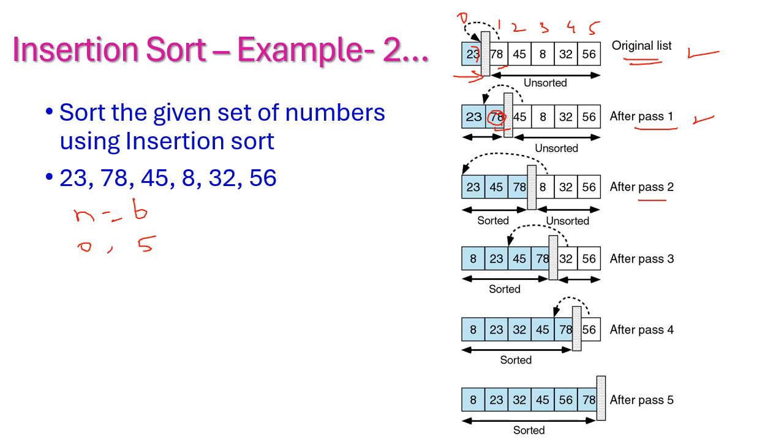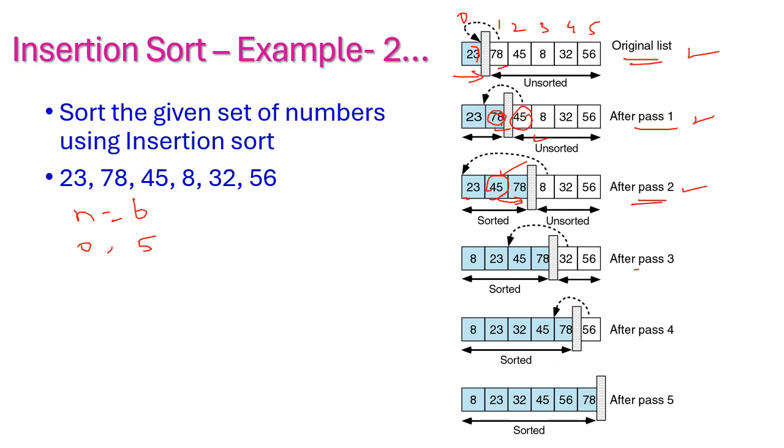And when we come to pass 2, the third data item will be taken. So the third one is 45, right? See, 45, when compared to 78, is smaller. So it will create one room for 45, and 45 is greater than 23. So 45 will be inserted in between 23 and 78. So this is pass 2.